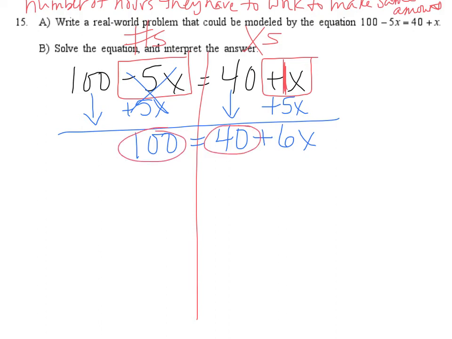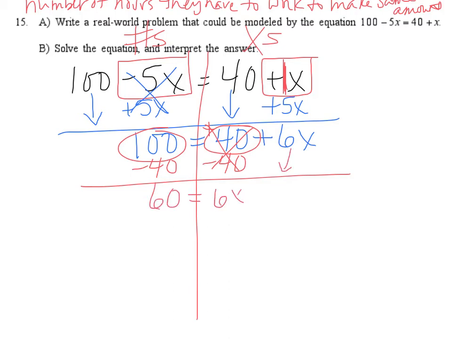Now I see I have the 100 here and the 40 here. And I really want this 40 to go be with the 100 because I want the numbers on the left side. So right now it's a positive 40, so I'm going to subtract 40 from both sides. This cancels. So this is left with 60 equals, and I bring down 6x. So last I see, I still have this 6 hanging out with the x. Right next to each other means multiply, so I need to do the opposite, which is divide. So I'm going to divide by 6, and I'm going to get 10 equals x.